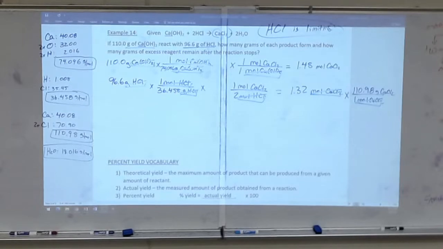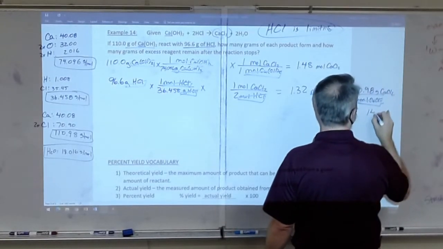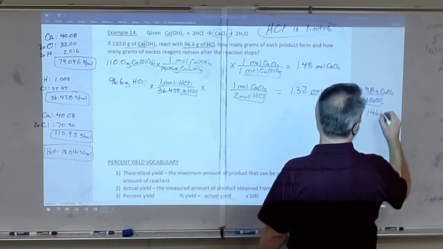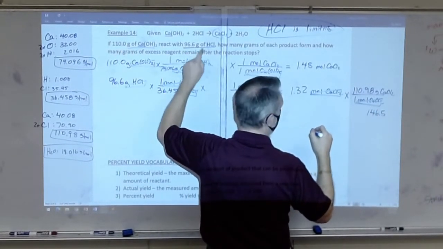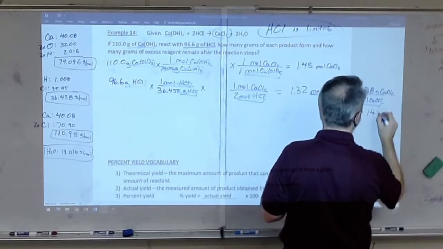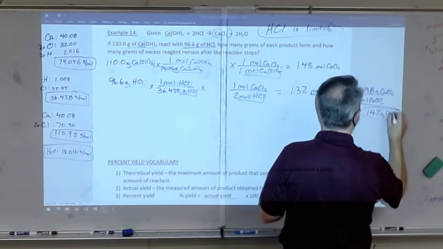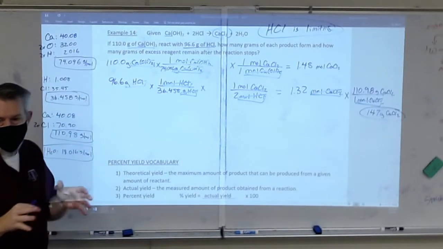What'd you get? 146.49. Yeah, it seems reasonable. 146.49. Because we're going to do 5 sig figs, right? Or that's 3 sig figs, so let's do that. So 147. Okay. So that takes care of calcium chloride.